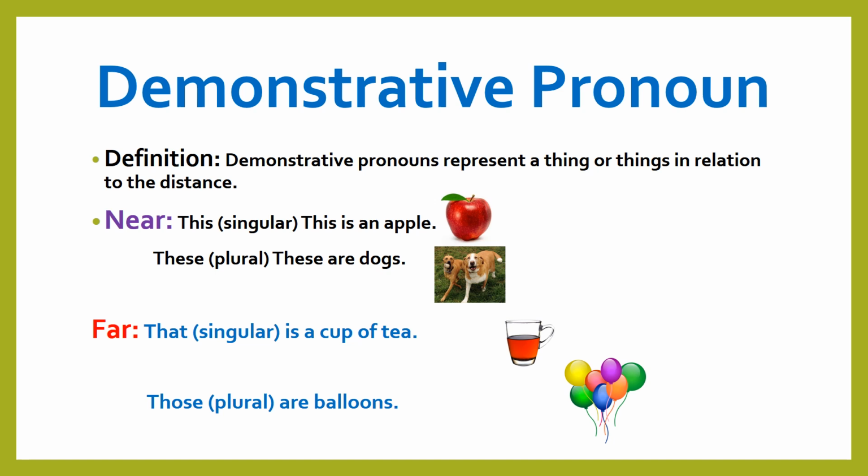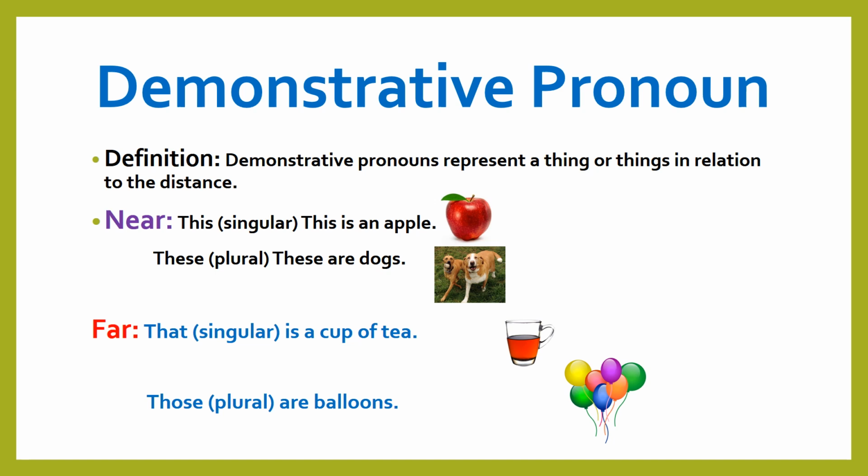Like here we have this, and this is used for the singular pronoun. And here we have the example, this is an apple. You can see an apple here, and it is showing the nearness, that the apple is near to the person who is talking about the apple. And here we have the other example, these are dogs. So these is the plural form of this, and this is told about the dogs which are nearer to the person who is talking about the dogs.